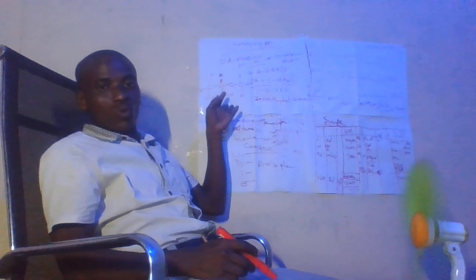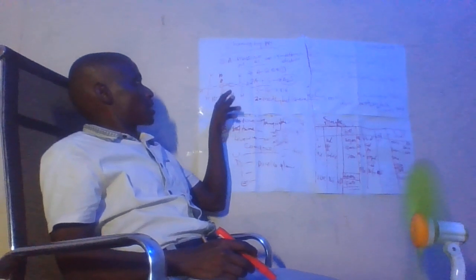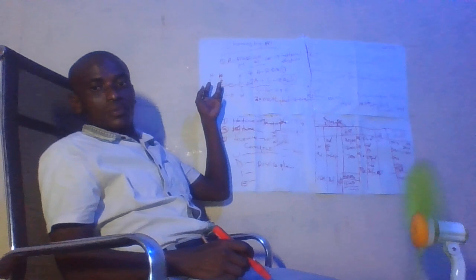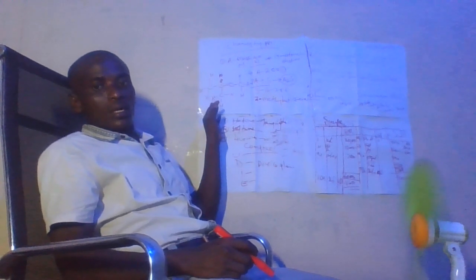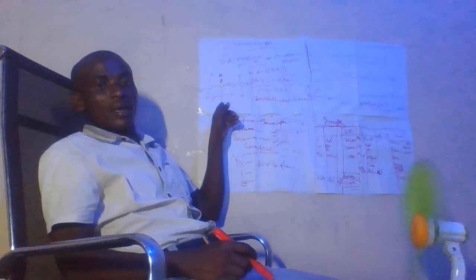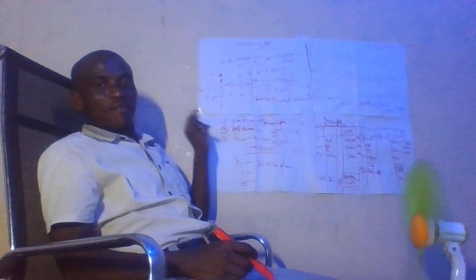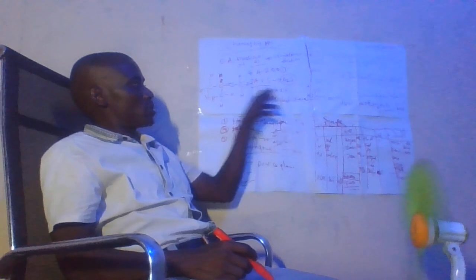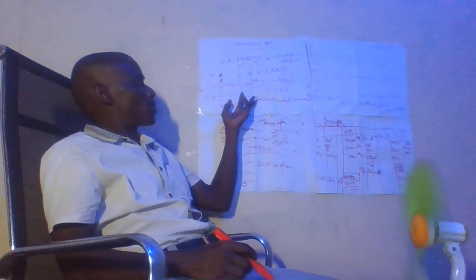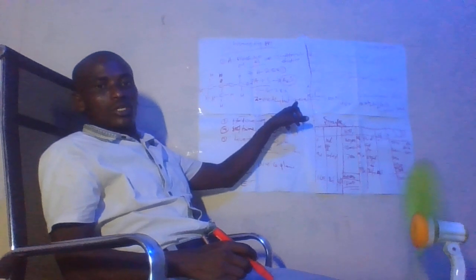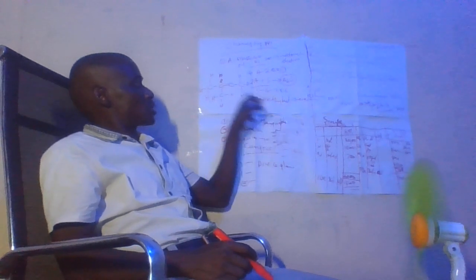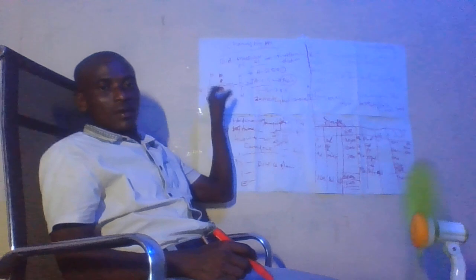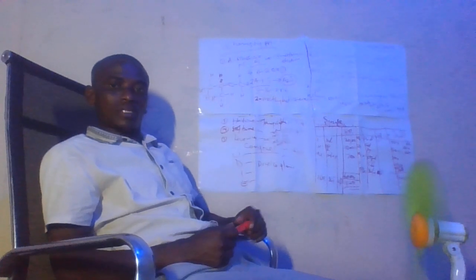Now show the methyl group. Where is the methyl group? It is under the second carbon atom. 2-methylbutene. The first 2 shows the position of the methyl group. Then the other 2 here shows the position of the double bond. So this is 2-methylbutene, and this is the condensed formula of that structure.